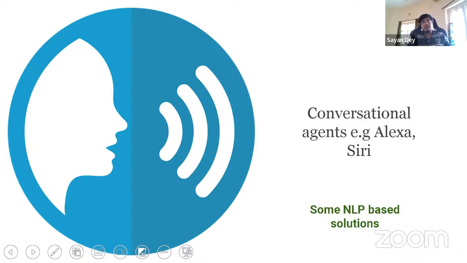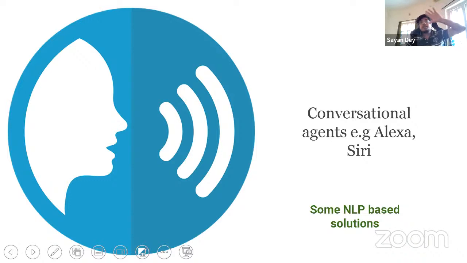We have Alexa, we have Siri, the conversational AI agents. These are something more advanced, something a little bit more basic that we see mushrooming all around. Again, when we talk about Google Assistant, Alexa, Siri, Samsung Bixby, Microsoft Cortana, these are some advanced NLP-based AI agents that we have.